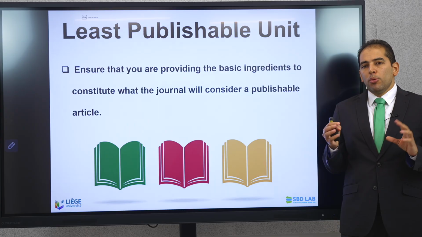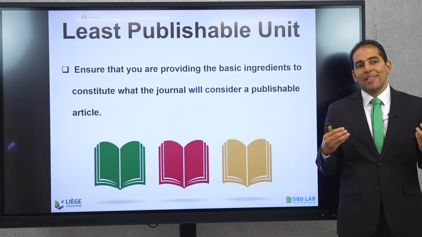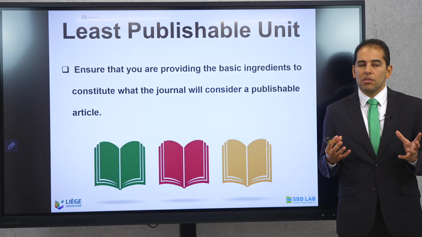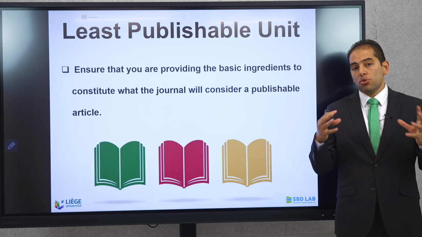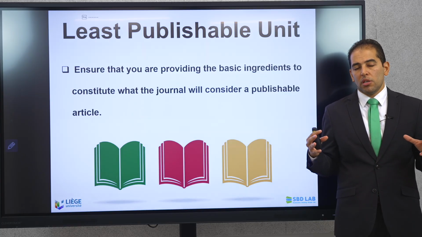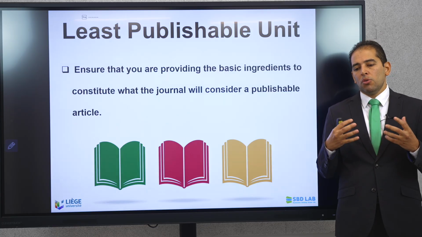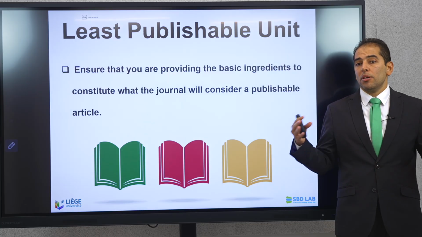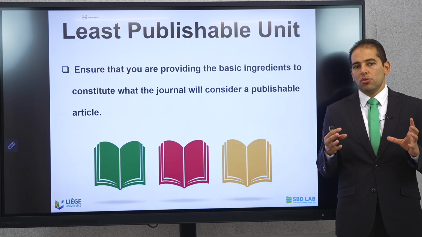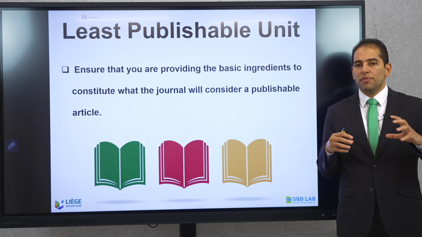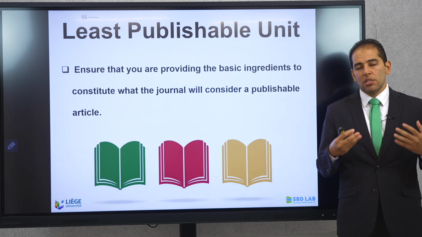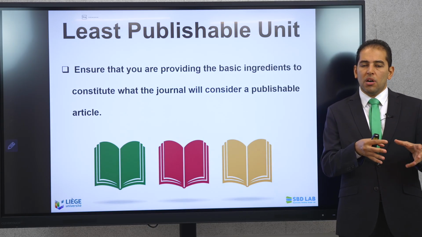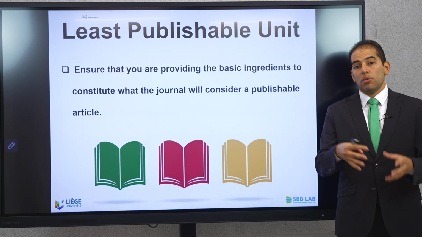Another important point that many researchers are not aware of when they start writing is the least publishable unit. You need to make sure that you have basic ingredients that will constitute what the journal will consider a publishable article. In many cases, early career scientists who are writing for the first time have too little content or too much content. So make sure that you have a certain quantity of findings, and check with your seniors, your supervisor, and your team whether this content is good enough to be presented in a conference paper or in a journal paper.